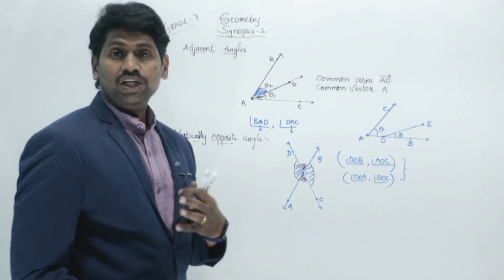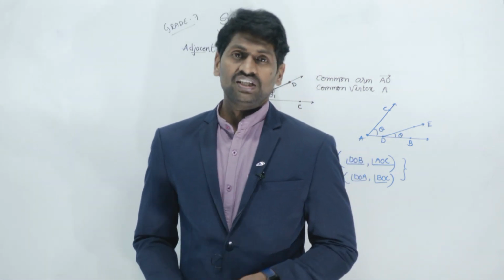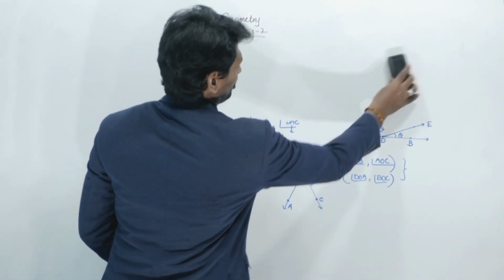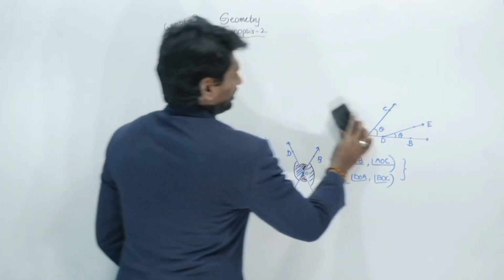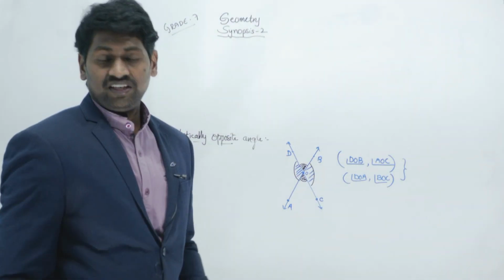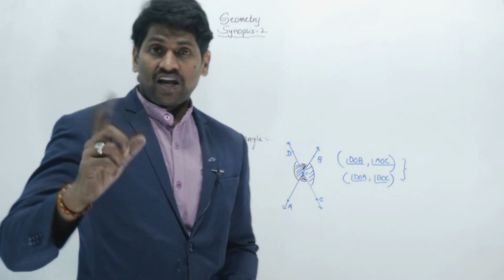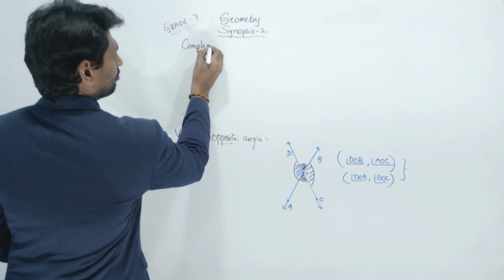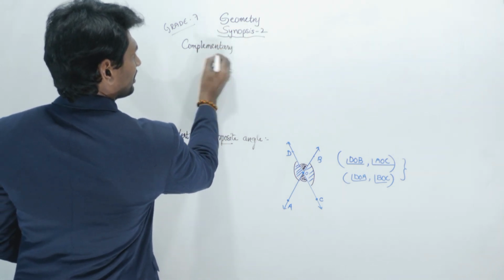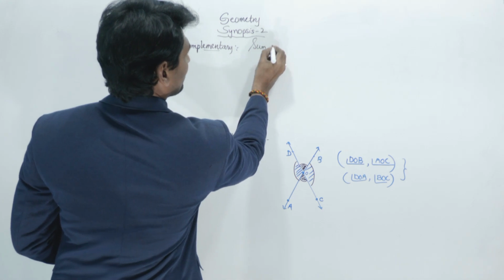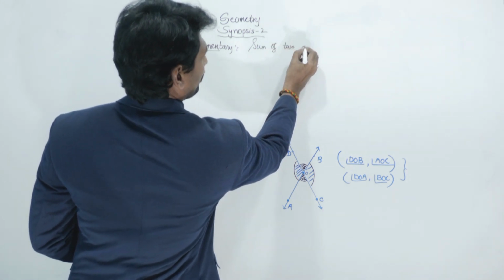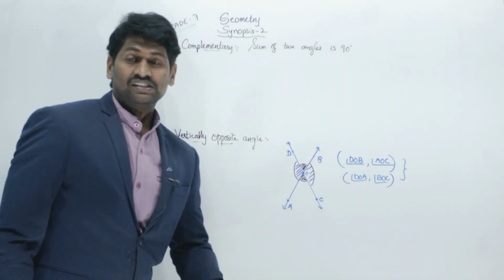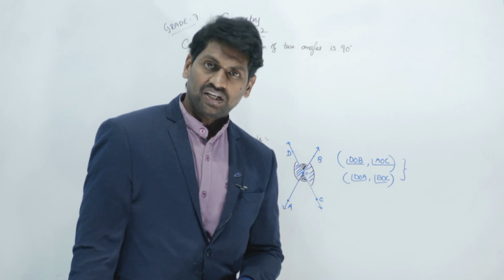Now let us discuss complementary angles and supplementary angles. Then we can go through the exercise problems. So what are complementary angles? Complementary angles are simply two angles whose sum must be 90 degrees. So complementary angles means the sum of two angles is 90 degrees. Such types of angles are called complementary angles.